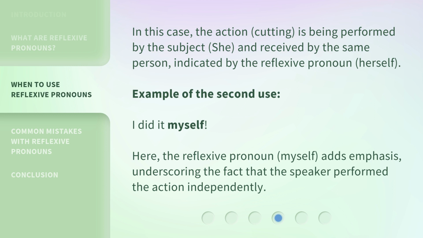Example of the second use: I did it myself. Here, the reflexive pronoun, myself, adds emphasis, underscoring the fact that the speaker performed the action independently.